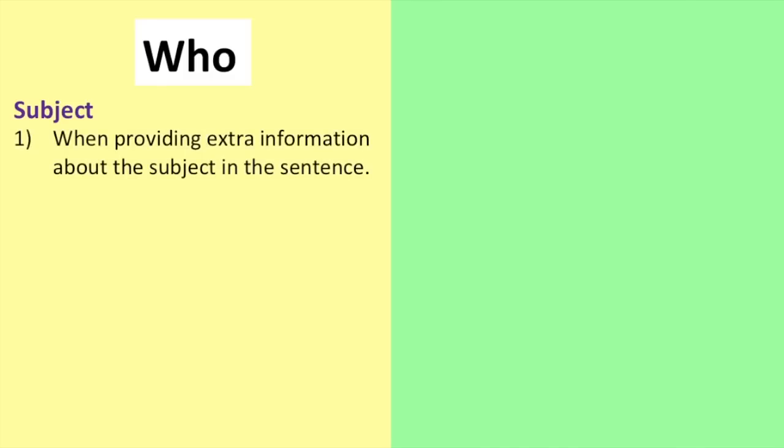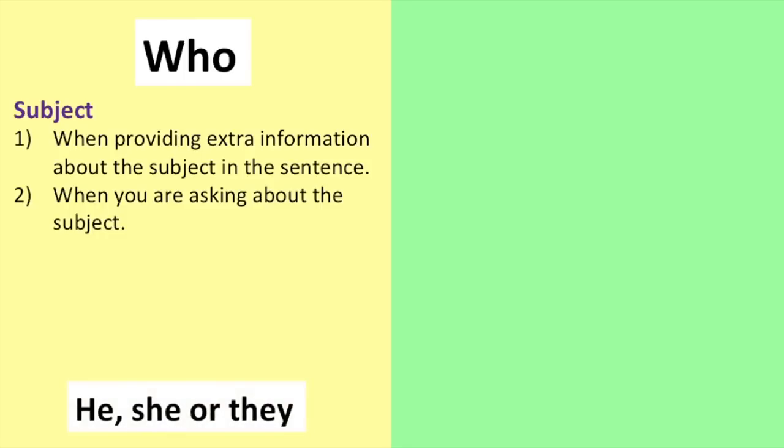Who. Who is used when you're referring to the subject in the sentence. This is the person that is doing the action. We can use it when providing extra information about the subject in the sentence, or when you are asking about the subject. An easy way to identify when you need to use who is if you can replace the pronoun with he, she, or they, then use who. Or if you can answer the question with he, she, or they, then you can also use who.